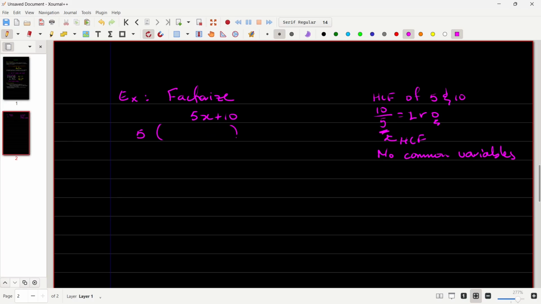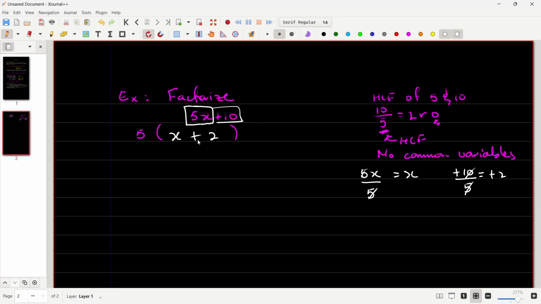So I put a pair of brackets here, and then I determine what goes in the bracket. I take each of the terms and divide it by 5. So 5x divided by 5, the 5 will cancel, leaving me with x. I put that x in here. Then I take the positive 10 divided by 5, which gives me positive 2, and put it in here. All right, very easy to do. And this is the factorized form.